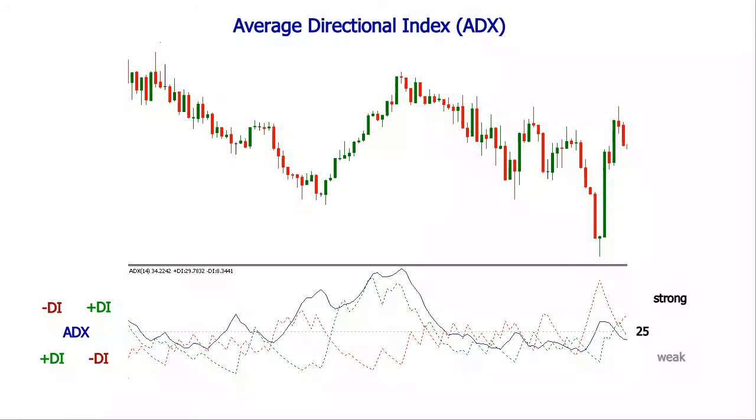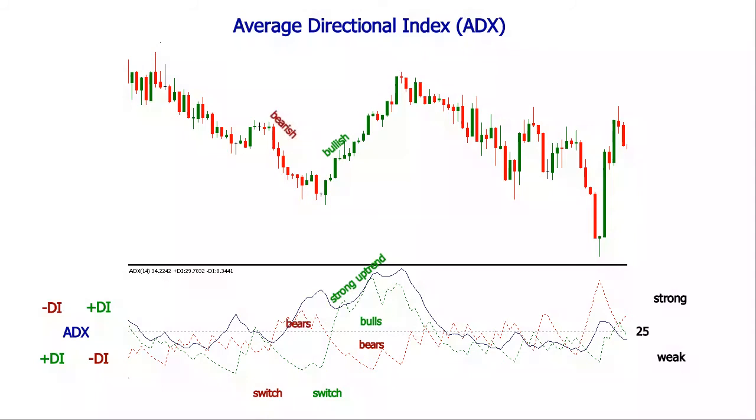The other two lines that are plotted on the chart are plus DI and minus DI. Their positions on the chart relative to each other show which of the market participants have the upper hand. The positive directional indicator line above the negative directional indicator line signals the presence of an uptrend. The negative directional indicator line above the positive directional indicator line signals the presence of a downtrend.